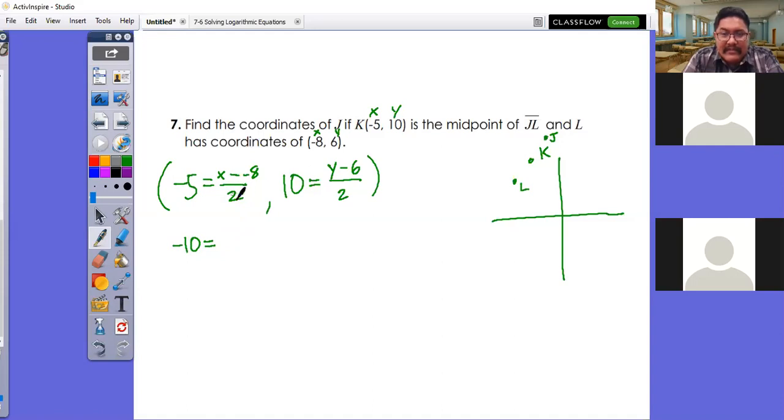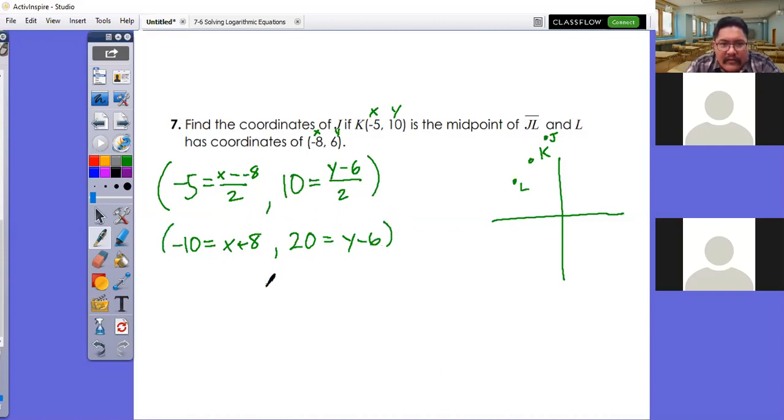And if we times it by 2, this 2 is going to go on the bottom, because we don't want the fraction. We want to get rid of fractions whenever we can. They're kind of like parentheses. We want to get rid of them as soon as we can. And then for this one here, I'm going to have to double both sides. Double, and this is just to find the y coordinate. So if I double that, I get y minus 6.